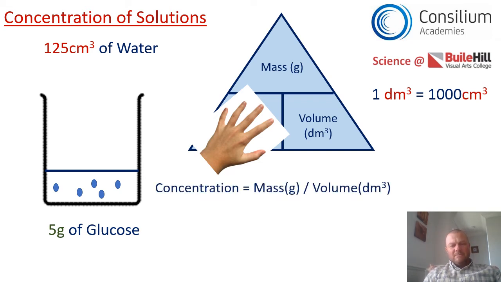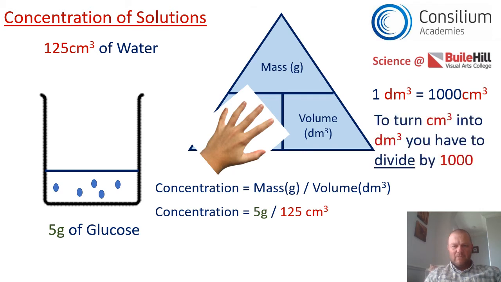So concentration is mass in grams divided by volume in decimeters cubed. Look again at that line there, decimeters cubed for volume. So we've got 5 grams divided by 125 centimeters cubed. So at this point, let's turn that 125 centimeters cubed into decimeters cubed. To do that, we're going to have to divide it by 1,000 because 1 decimeter cubed is equal to 1,000 centimeters cubed. So that will then allow us to go 5 grams divided by 0.125 decimeters cubed.